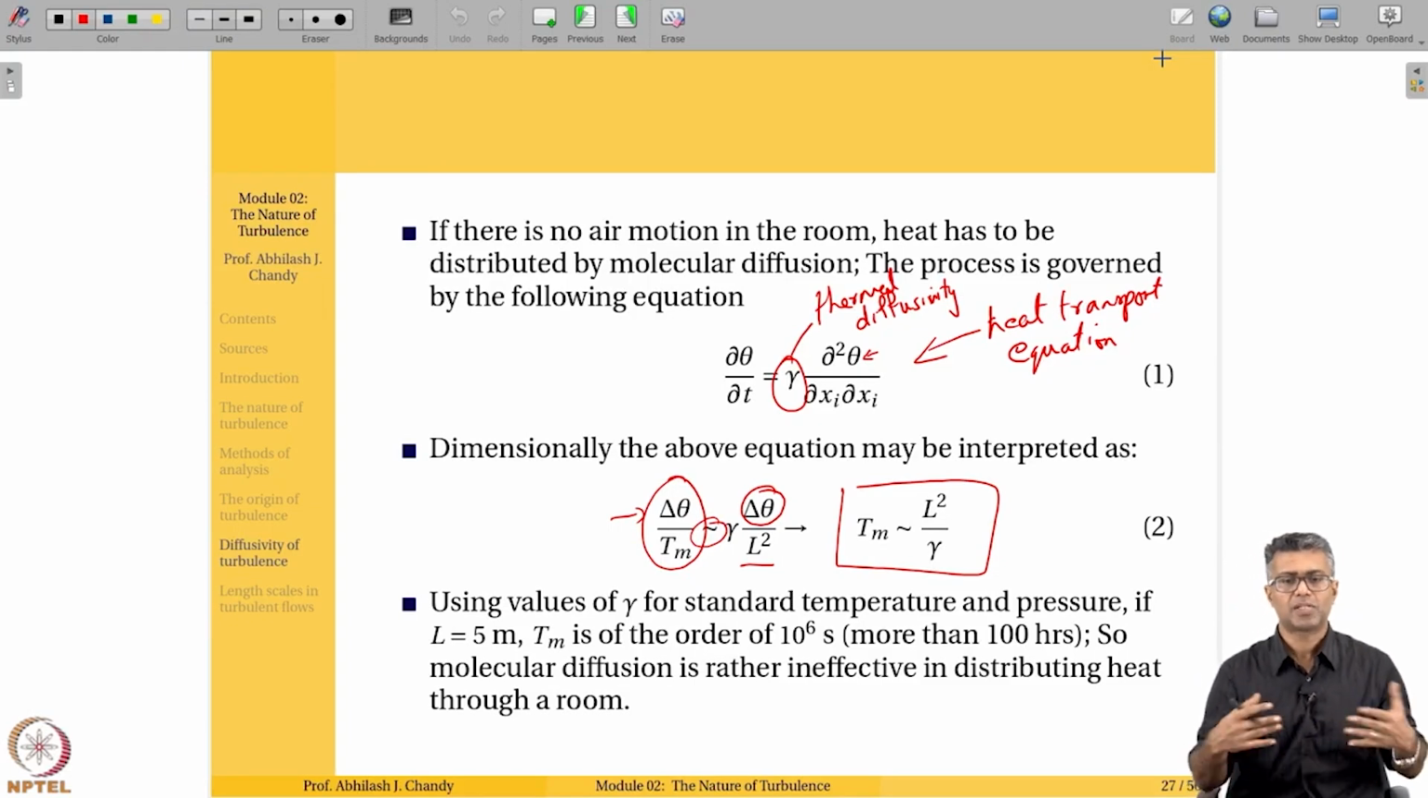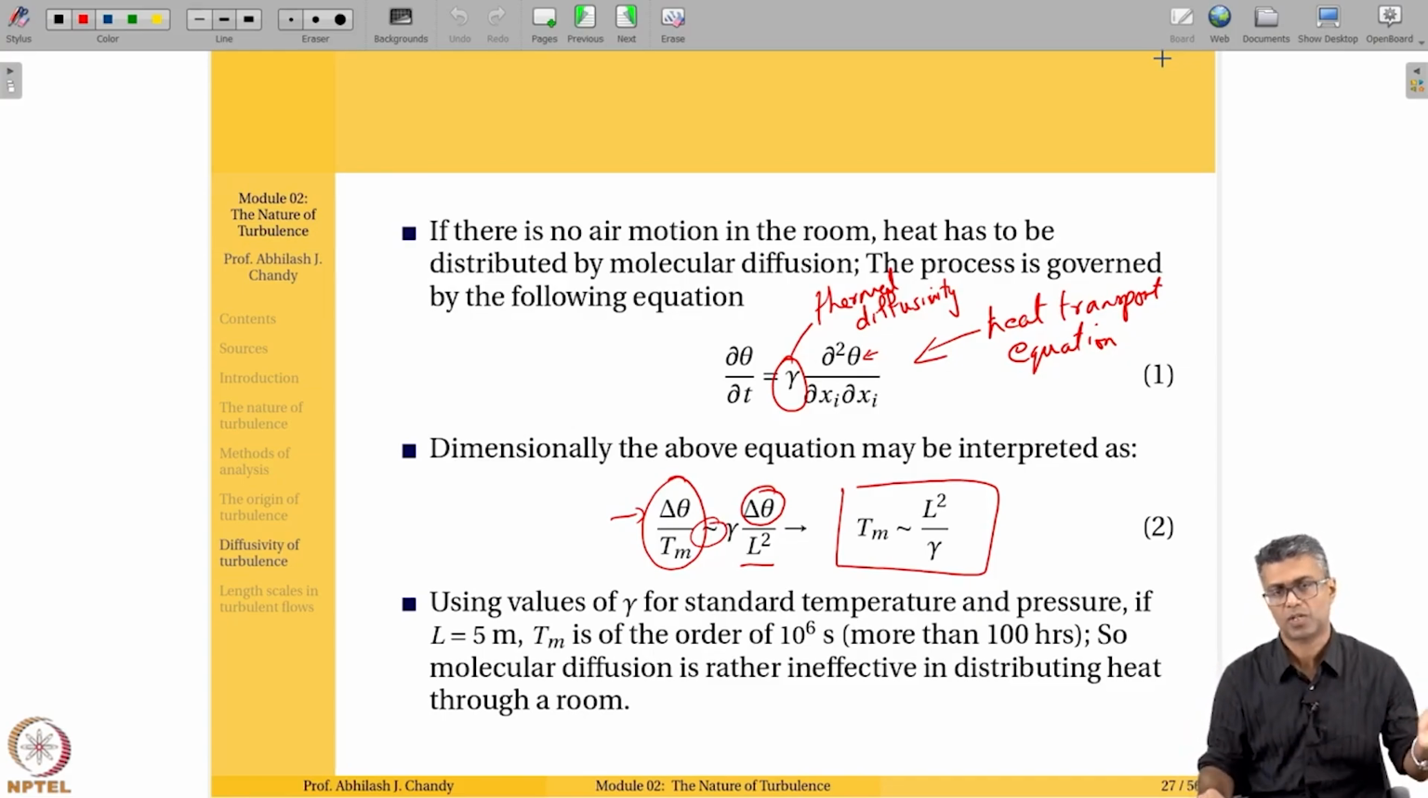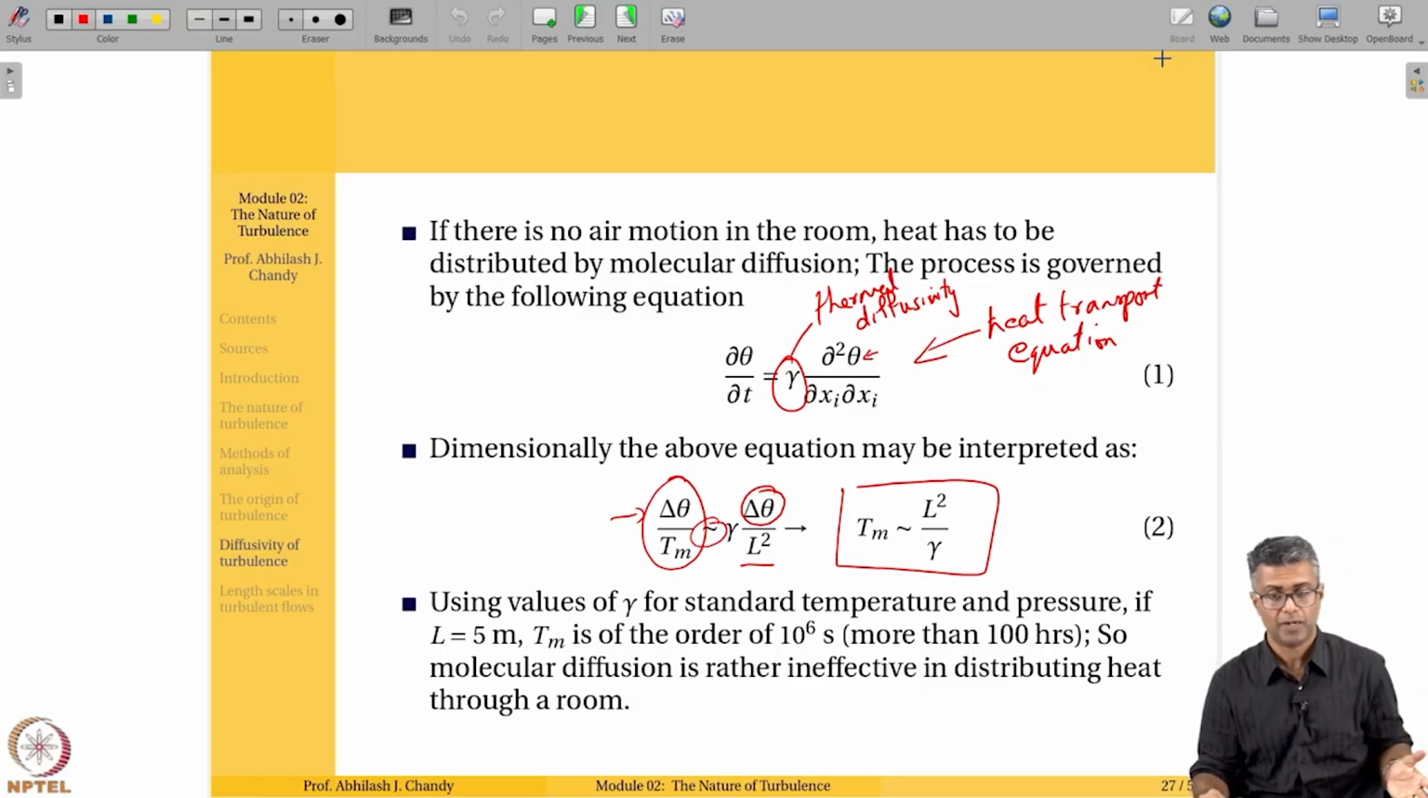Now say L is of the order of 5 meters, a reasonably sized room. Using the value of γ for air at standard temperature and pressure, you get your Tm to be of the order of 100 hours. So that is the amount of time that it takes for heat to be transported in a room of that size. Very high, isn't it?